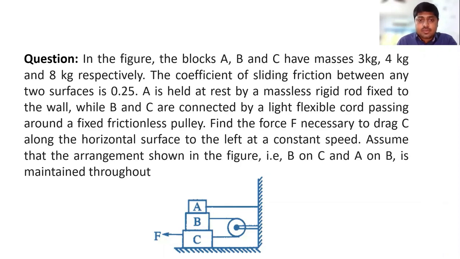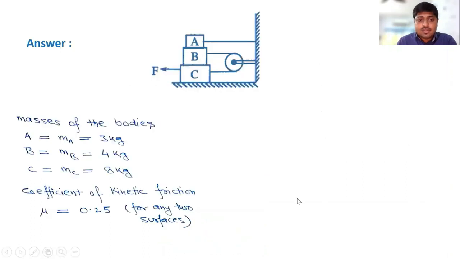So we can see here, first we can write the values that are already given in the problem. Masses of all 3 bodies are given here. 3 kg, 4 kg, and 8 kg are the masses of body A, B, and C respectively.